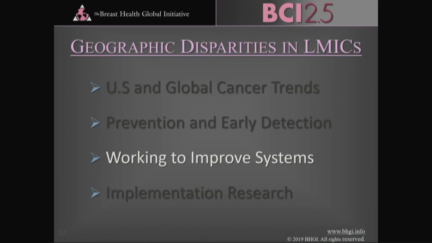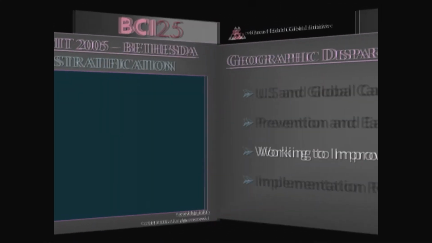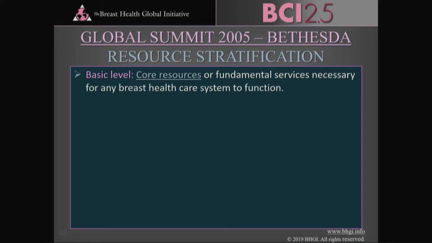So how do we work to improve on systems? This is where the Breast Health Global Initiative got started, and it was for the development of resource-stratified guidelines. So I'm going to talk about this briefly, and then I want to make a response to something that Cliff Hudis said a little earlier today.